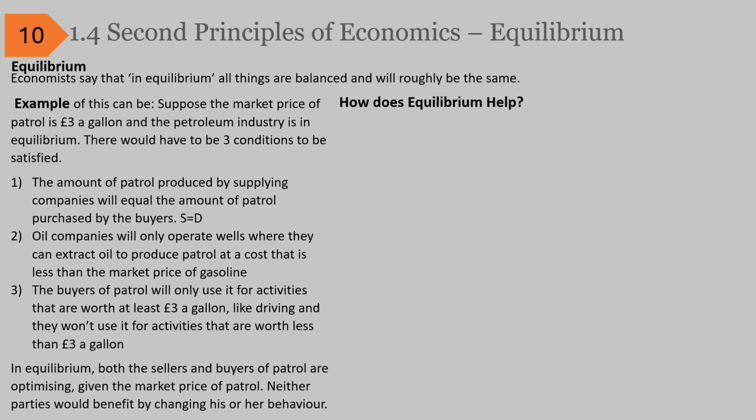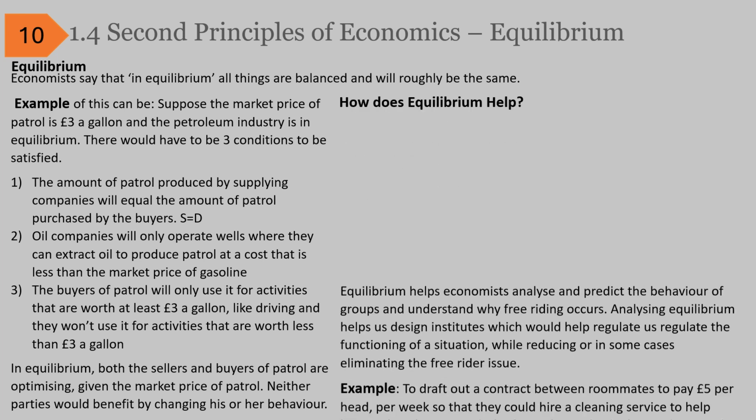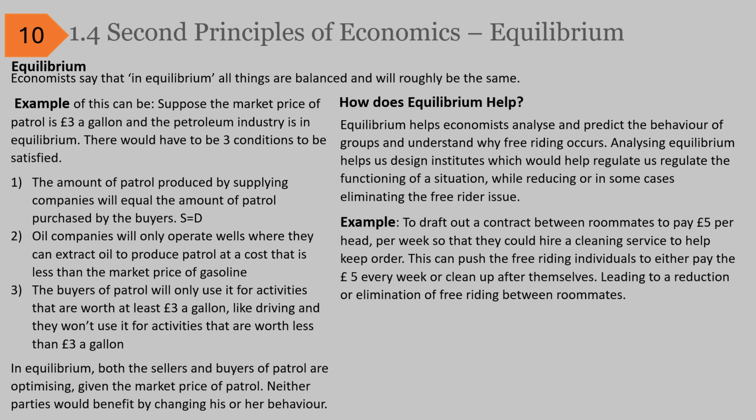So another thing to look at is, how does equilibrium help? Well, equilibrium helps economists like us analyze and predict the behavior of groups and understand why free riding occurs in markets or in general. And analyzing equilibrium helps us design institutions which will help us regulate the functioning of a situation while reducing, or in some cases eliminating, the free rider issue.